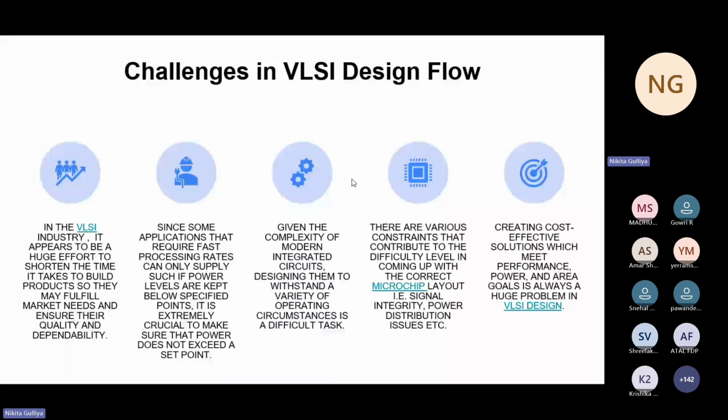There are also challenges related to physical layout, such as signal integrity issues, power distribution problems, and routing congestion. As technology scales, these issues become more severe. Finally, achieving a cost-effective solution while meeting performance, power, and area goals is always a challenge. Optimizing all three together, often called the PPA problem, is one of the hardest parts of VLSI design.